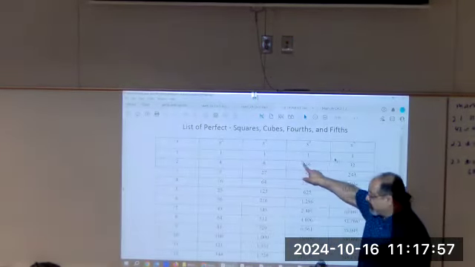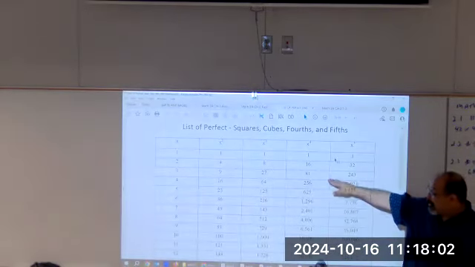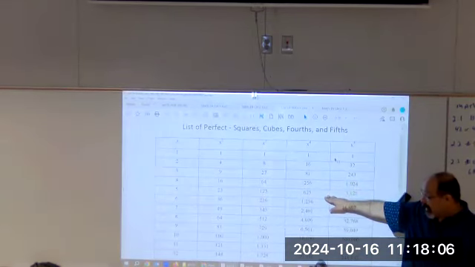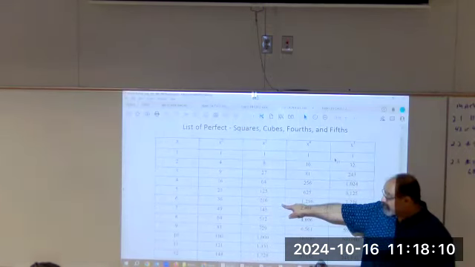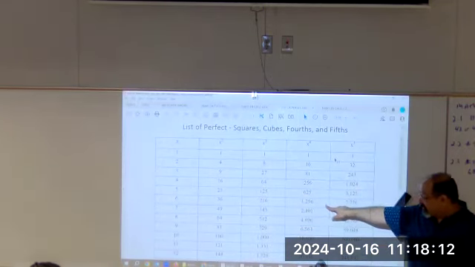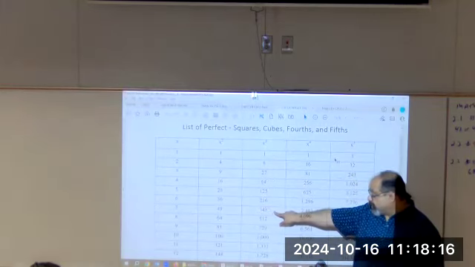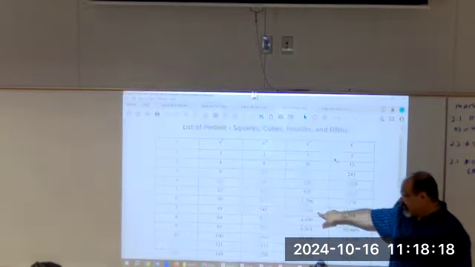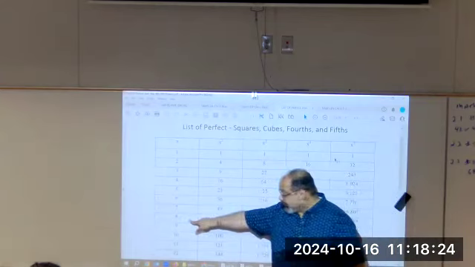1 to any power is 1. But the powers of 2 are going to be incredibly important. Powers of 3, you're going to see a lot of powers of 4, powers of 5. Powers of 6, at least through 6 to the third. That's a luxury. Powers of 7, at least through 7 squared, maybe 7 to the third. 8 is just a power of 2.